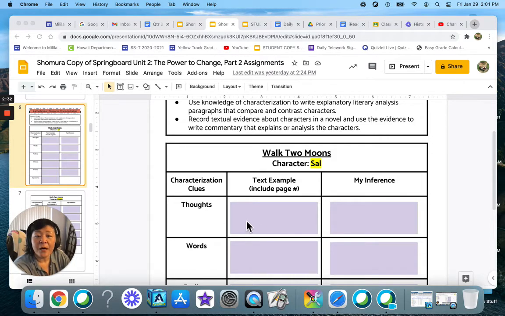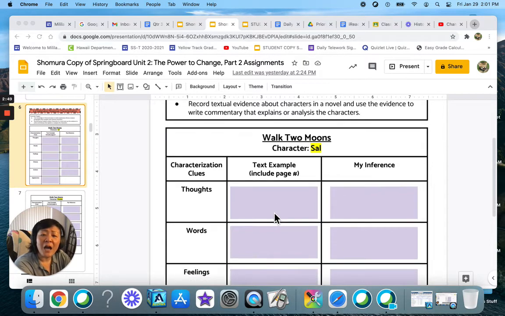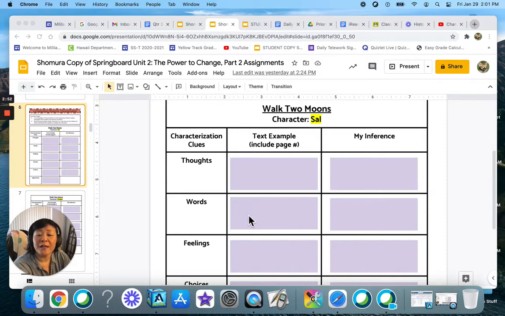And then, after you type it out, what inferences can you make about Sal's personality and about her character based on this thought that you are mentioning right here? And you're going to do the same thing for words. You're going to find some examples of words that Sal has said. You're going to type it out word for word and put the page number. And then in this column, you are going to write an inference that you get from the words that she has said. What is that telling you about her? What is that making you feel about her?